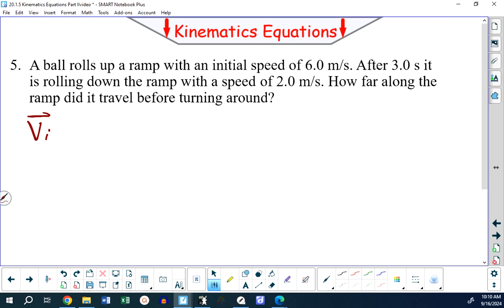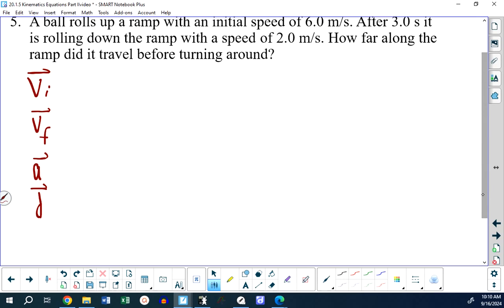Remember that compared to the quiz that you wrote, we need to be aware that these quantities are vectors. Well, those quantities are vectors, and then of course time is a scalar.